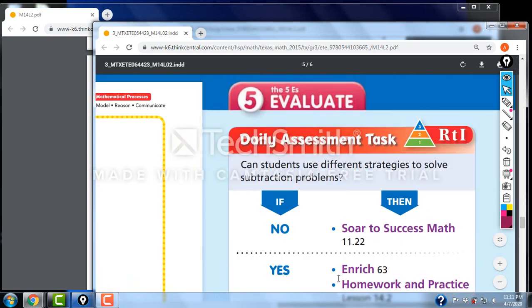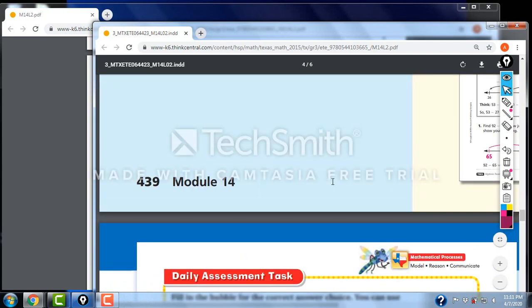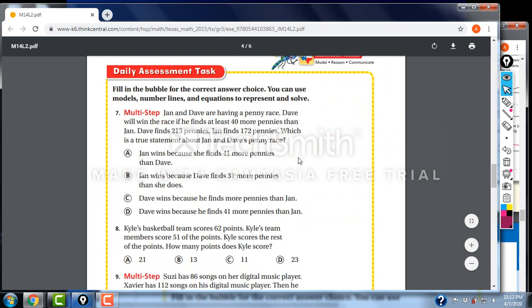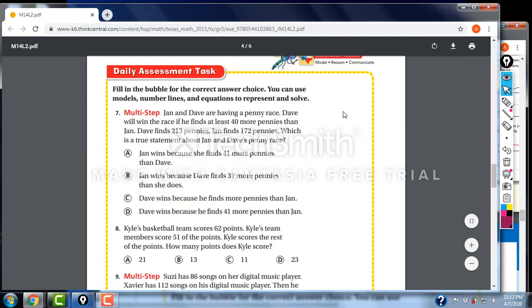I believe that takes us to your daily task assessment and homework pages. So you do this next, and we'll check this on Thursday, and you'll have your quiz on Thursday. So take your time, work this out, and again, you have to show your work. Use whichever model is easier for you. You can use a model, number lines, or equation to represent and solve. So long as you show something here, you're fine because you'll be able to work those out, and we'll check those on Thursday.